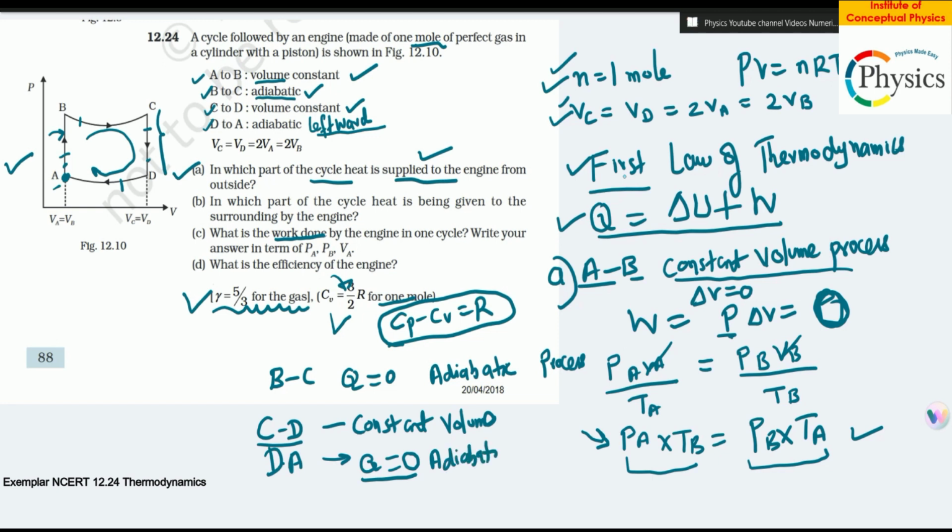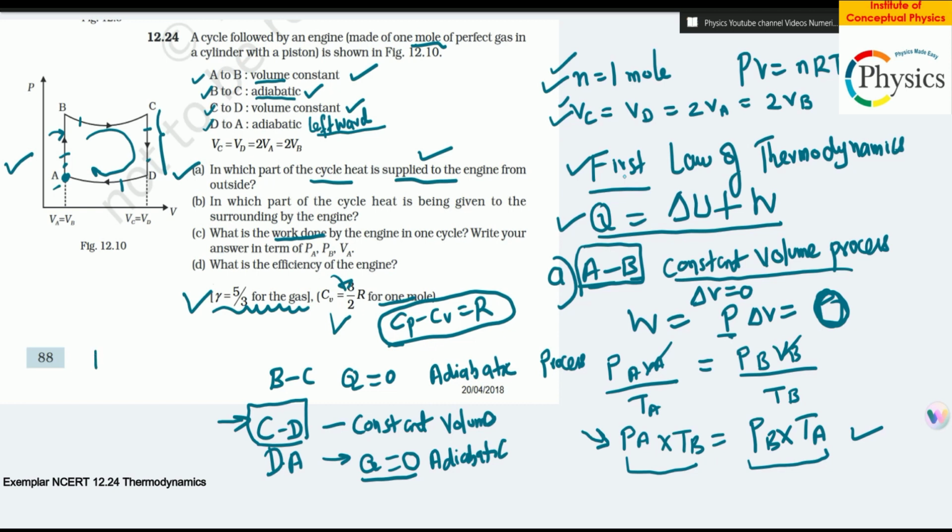Now our dilemma, or our confusion, is what's happening in A to B, which is where I started. The second place where I started was C to D. Even that has to be analyzed very carefully, right? C to D and A to B. If we talk about A to B, which is a constant volume process, I can see that the pressure of B is very high.